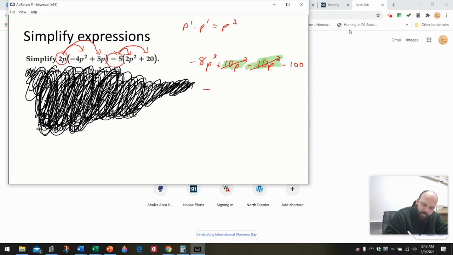And we're just left with negative 8p to the third minus 100. And there's your final answer. So we took something that was pretty messy, expanded a little bit more, and then condensed it down by combining all of our like terms, and we ended up with a much simpler algebraic expression.